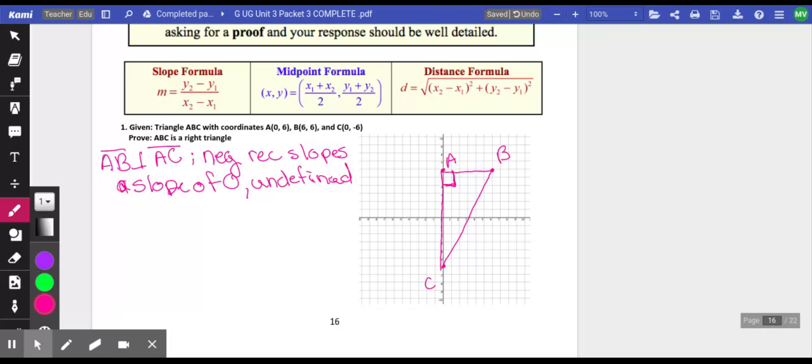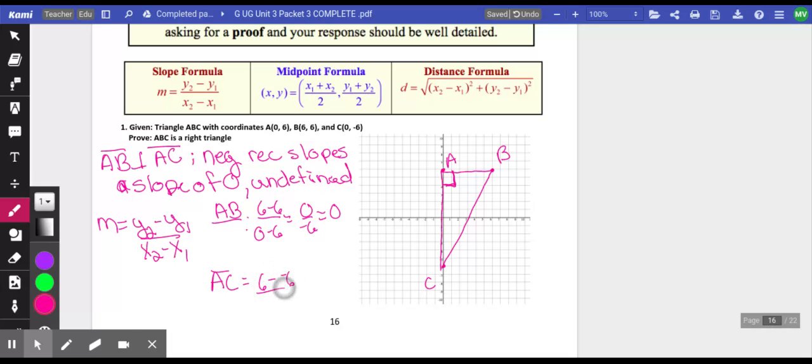So to do that, I'm going to find the slope. Slope is y2 minus y1 over x2 minus x1. I'm going to do that first for AB. My y's are 6 minus 6 over 0 minus 6, which gives me 0 over negative 6, which is 0. When 0 is in the numerator, it equals 0. Now I'm going to do the same thing for AC. AC is 6 minus negative 6 over 0 minus 0. So that's 12 over 0. When 0 is in the denominator, it's undefined.